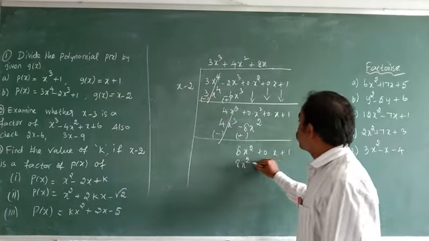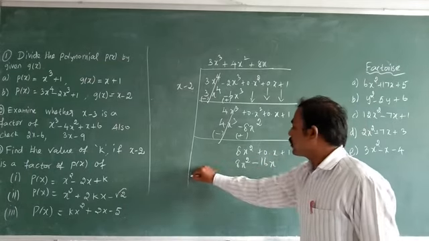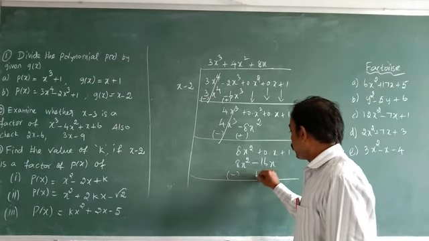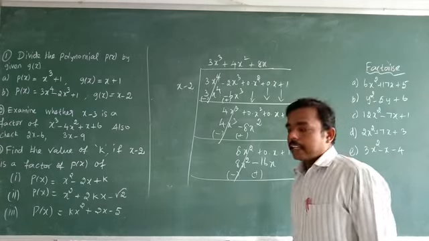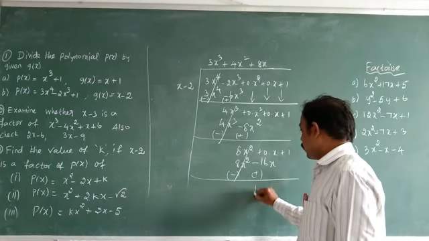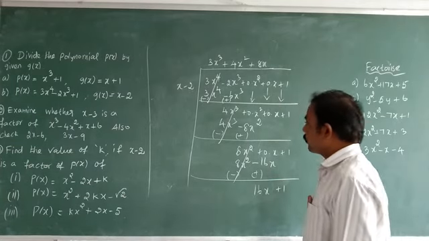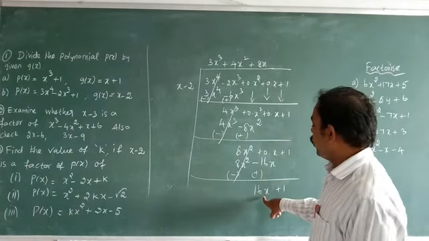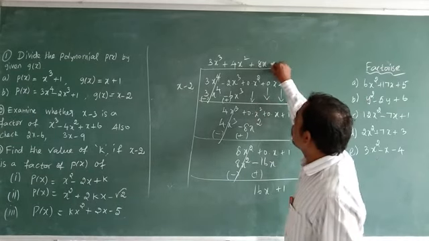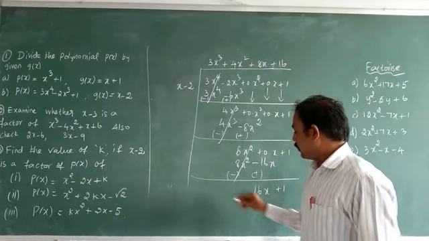Here minus 16x. This is subtract. You can cancel this. Here 16. 0 plus 16. So x plus 1. So the next number I need to introduce according to this. So plus 16 into x is 16x.